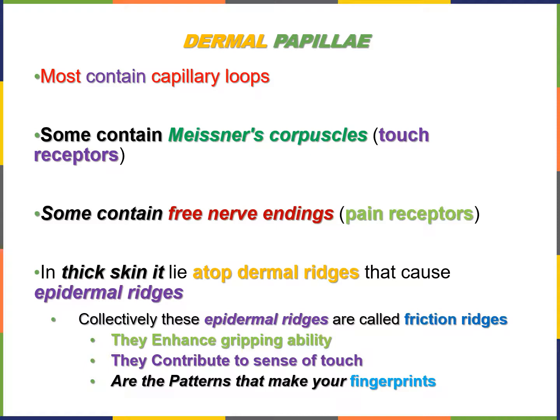And in thick skin, down on the fingertips and the feet, it's going to lie atop dermal ridges that then cause epidermal ridges. Collectively, these epidermal ridges give what we call friction ridges, and they're there to enhance gripping ability, our ability to hold on to things, such as a pencil, and manipulate things. They contribute to the sense of touch, particularly vibration and other things, and they're patterns that make what we call fingerprints.